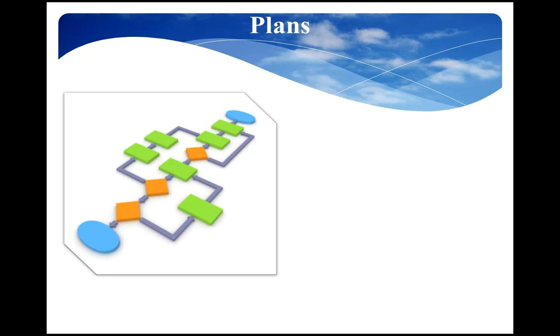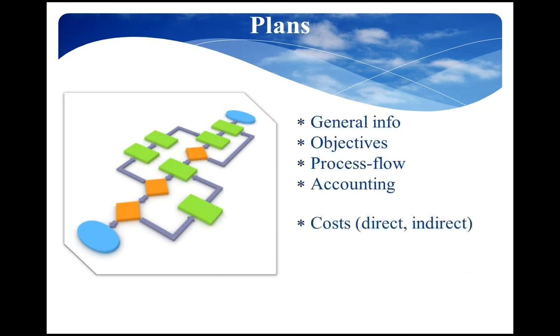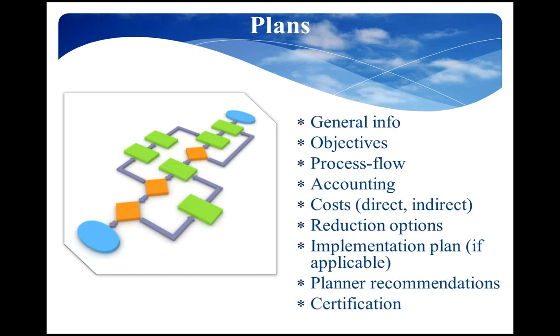So what goes into a TRA plan? There's quite a bit of information. So there's objectives of the plan, whether or not you're looking at actually reducing a substance, the process flow diagrams and the accounting that you've done. You have to look at costs, both direct and indirect, related to the chemical. You then have to also assess 7 categories of reduction options, which are provided by the ministry. And then any implementation plan. So if you determine that you are going to reduce and implement a reduction option, then you would generate an implementation plan. There's also planner recommendations and certification of the plan required.